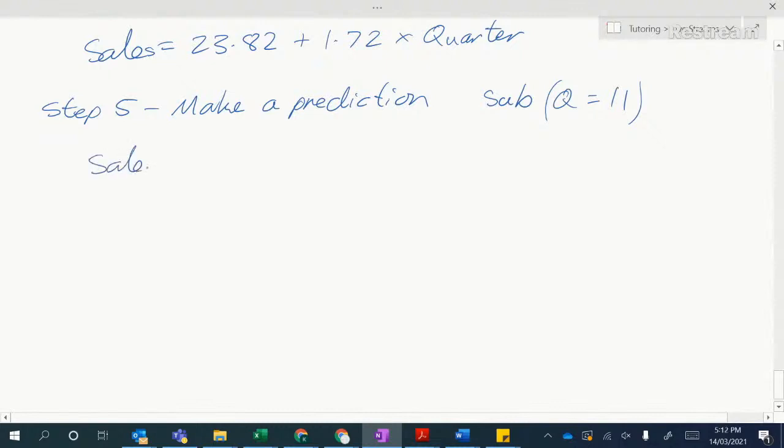So we're going to do it like that. Put that into your calculator and get your answer. I get 42.74. Hopefully we've done that right.